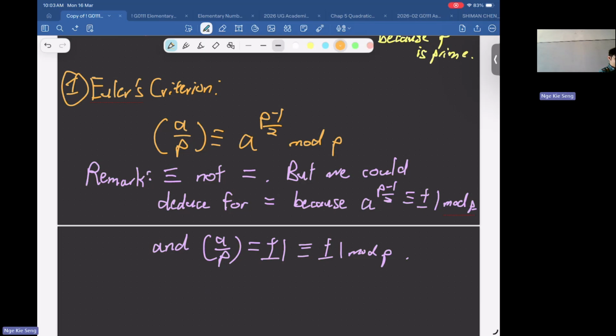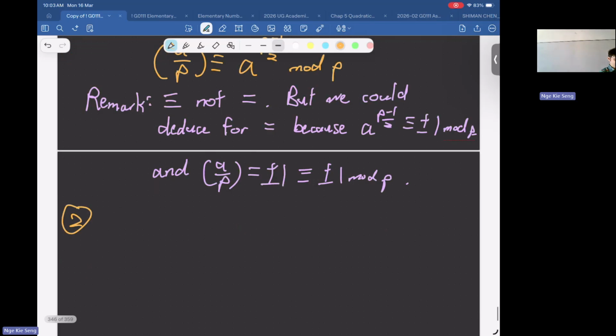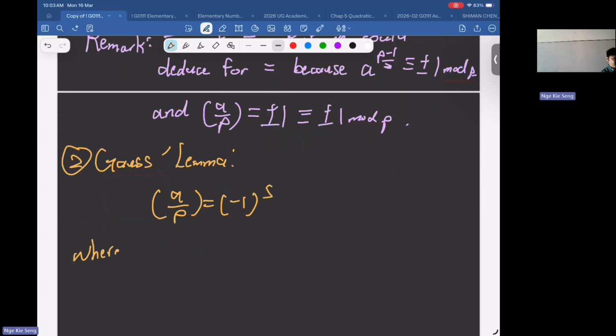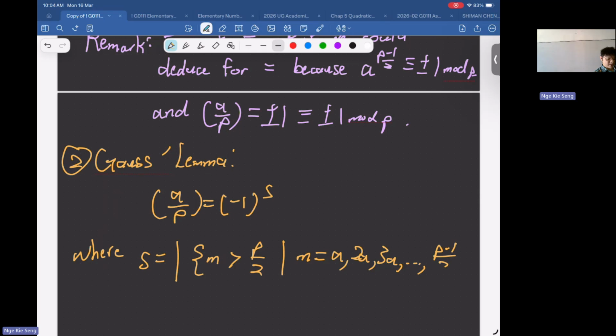So congruence is not that good. But then we have Gauss's lemma. Gauss's lemma could compute this number immediately. It says that you just take minus 1 to the power s. But what's this s here? This s counts a set of numbers: the numbers greater than p over 2, depending on your prime, picked from the multiples of a, up to (p minus 1) over 2 times a.